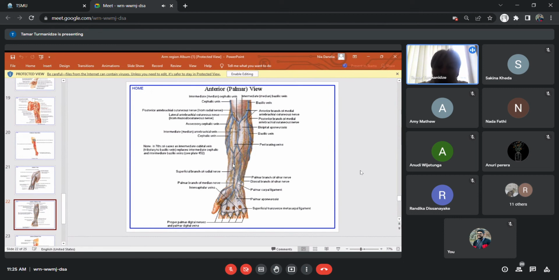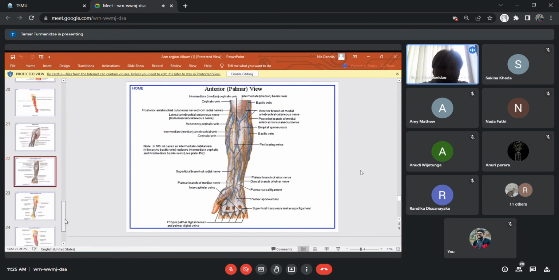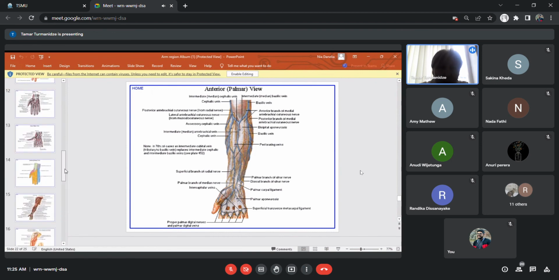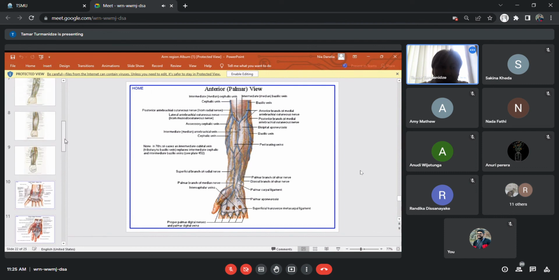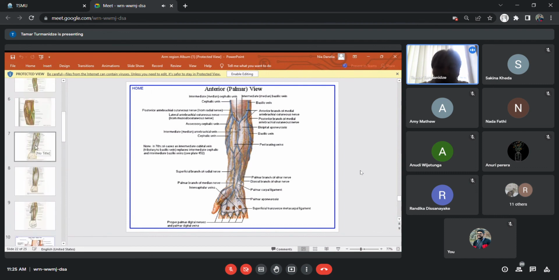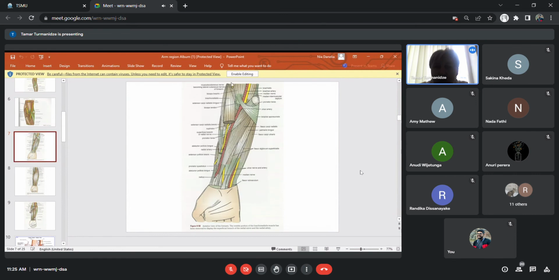Below the superficial layer is located the deep fascia, which covers the muscles. On the forearm, in the anterior compartment, we have the flexor muscles, and in the posterior compartment, we have the extensor muscles. So anteriorly we have flexor muscles, posteriorly we have extensor muscles. All the vessels and nerves of the forearm region are located in the anterior compartment of the forearm.